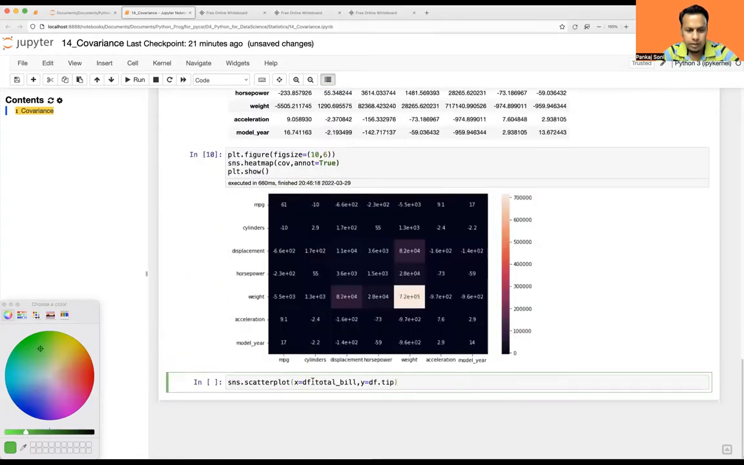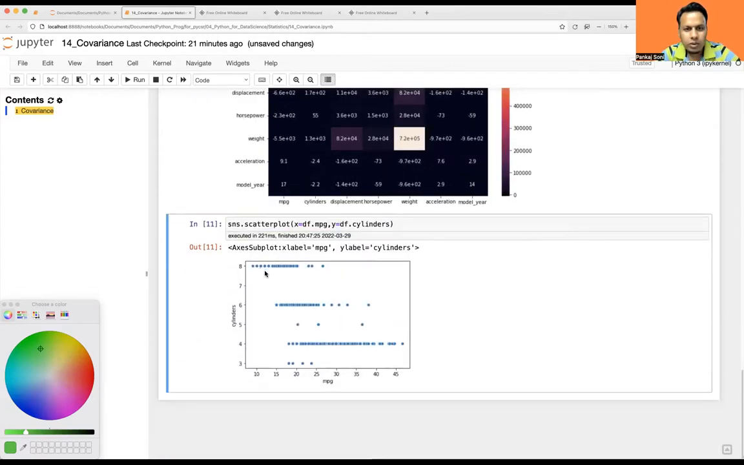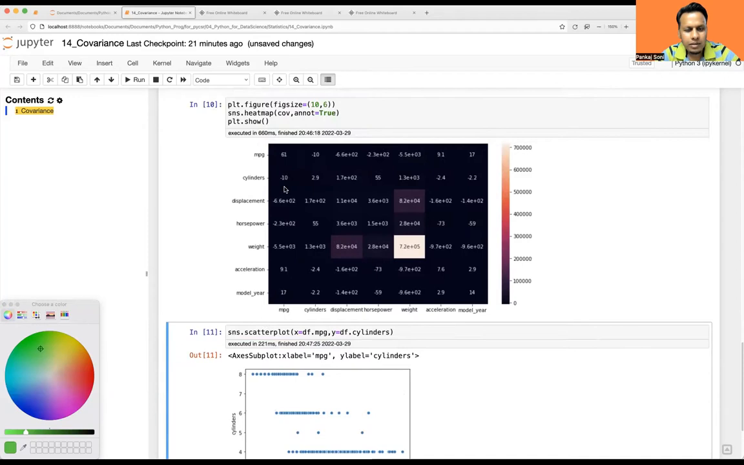What I'll do here, df dot, let's first plot MPG. If MPG is going high, miles per gallon, what is the impact on cylinder? As per this theory, or as per this heat map or covariance formula, it is going down, right? So let's see whether it is really going down or not. So it looks like there's no correlation. Why? Because the value seems to be too less. Let's pick up some other value.